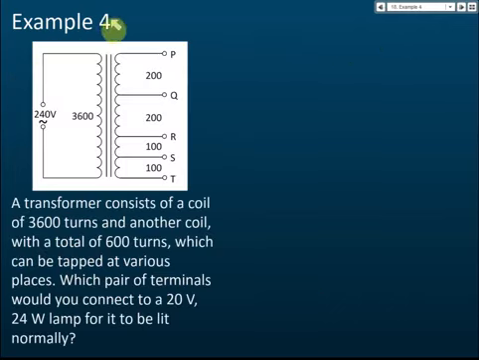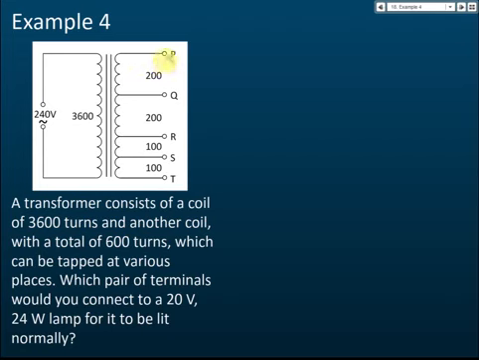Example 4. This is a multi-tapped transformer. A transformer consists of a coil of 3600 turns, and another coil with a total of 600 turns, from P to T: 200, 200, 100, 100, totally 600 turns. This one can be tapped at various places.